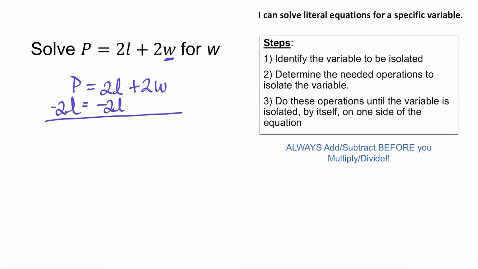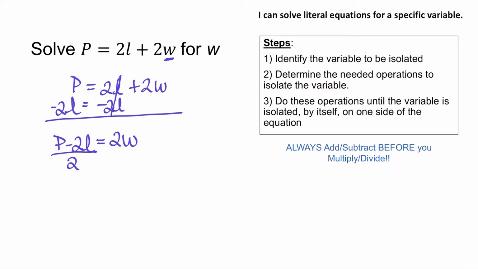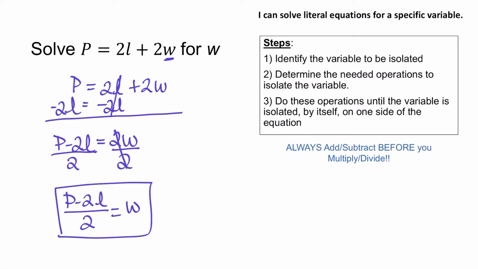So when I do that, on the left side, I get P minus 2L. And then on the right side, 2L and minus 2L cancel, leaving me with just 2W. So then what I need to do is divide everything by 2 in order to get W by itself. So I'm going to divide the left side by 2 and the right side by 2. So that gives me P minus 2L over 2 equals, and the 2's cancel, leaving me with W. Remember, you can rearrange this and write this as W equals P minus 2L over 2.